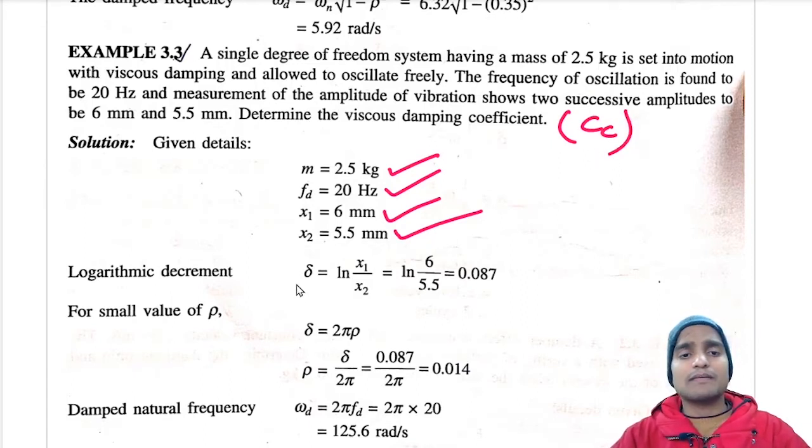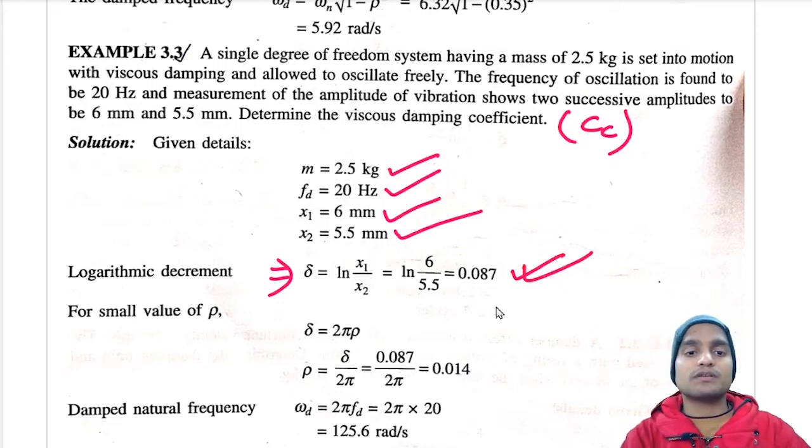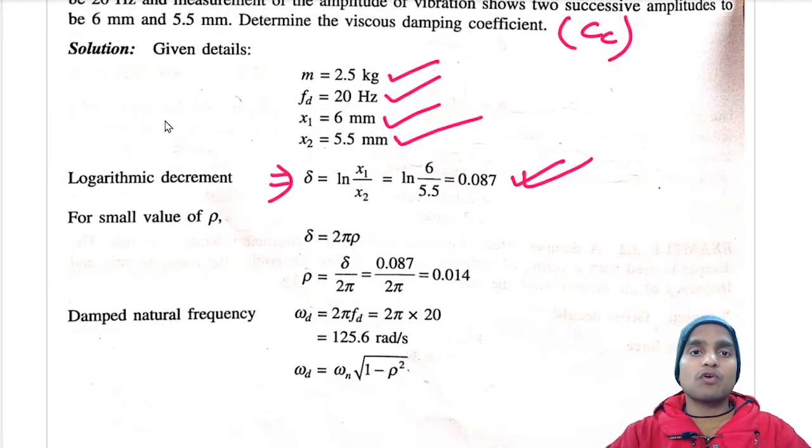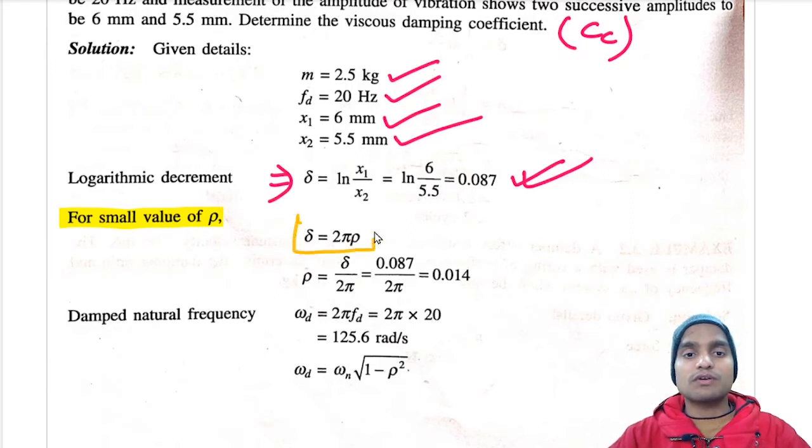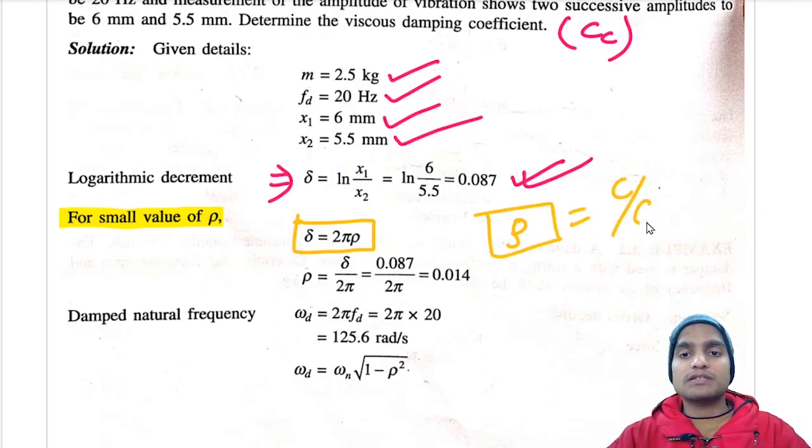Okay, so we already have the logarithmic decrement here, and delta is equal to ln x1 by x2. Let's calculate this value, and it is equal to 0.087. And if we take small values of rho, we know that delta is equal to 2 pi rho. So rho value can be calculated now. If we know the rho value, then we can calculate C by Cc. Now here the viscous damping coefficient was to be calculated, so we are going to calculate the C value, not Cc. Cc is the critical damping coefficient.